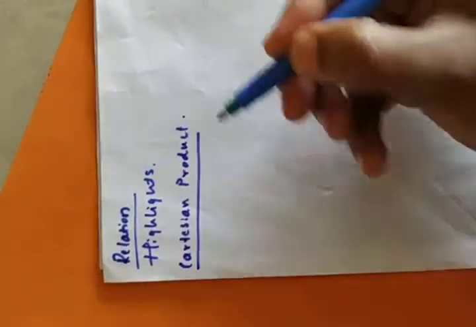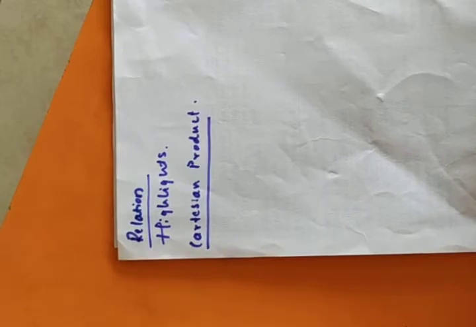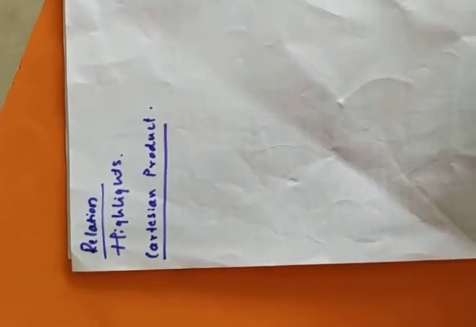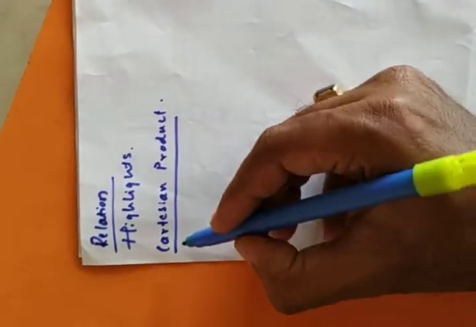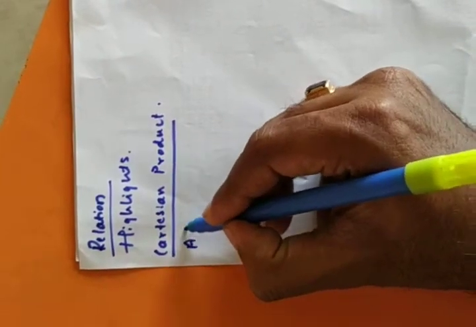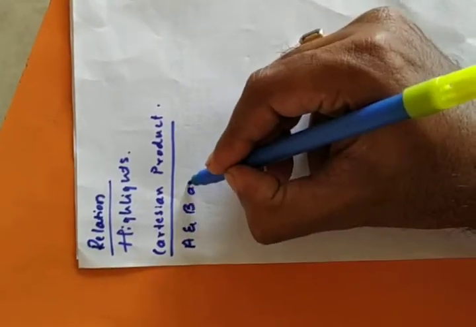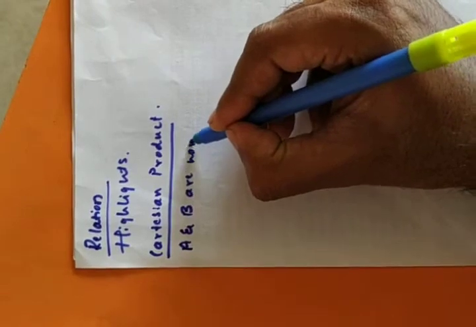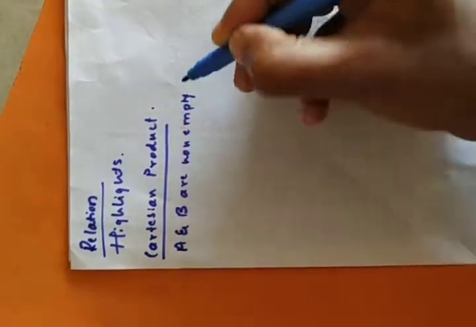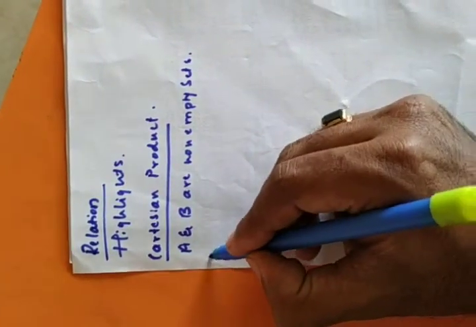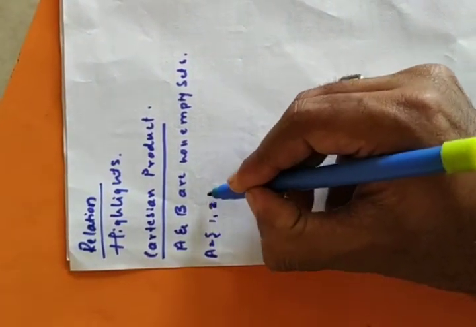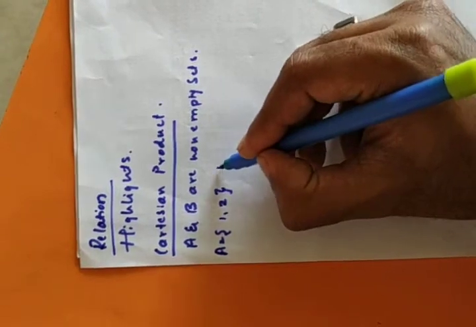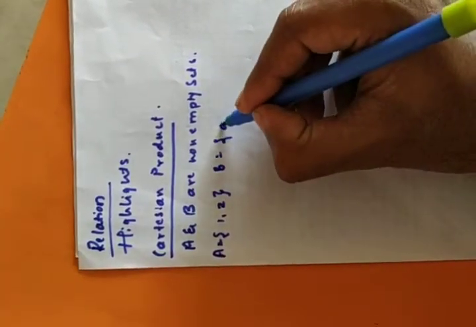So relation totally depends on the Cartesian product. Without the Cartesian product, we cannot even assume a relation. So what is meant by the Cartesian product? If I take non-empty sets A and B, two non-empty sets, then I will take the elements A equal to {1, 2} and B equal to {a, b, c}.